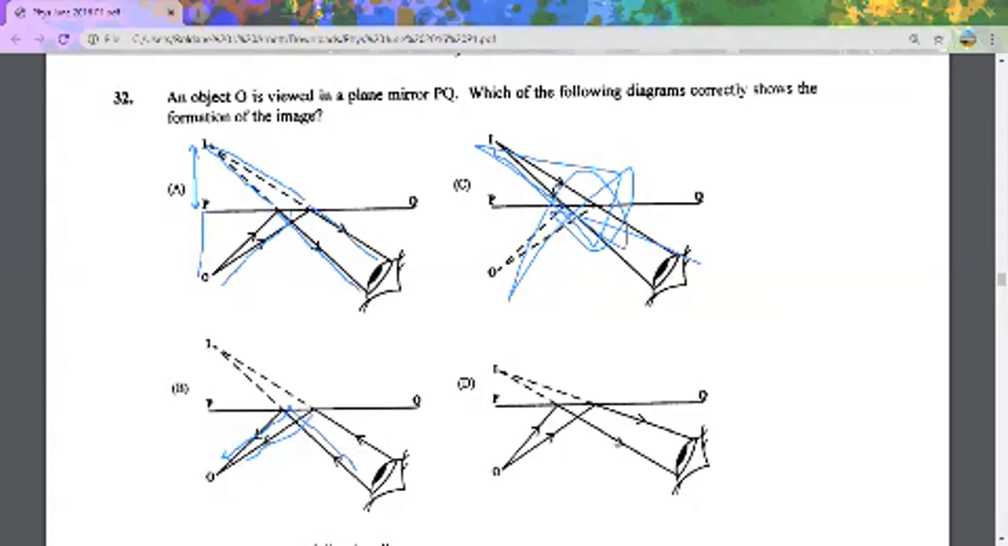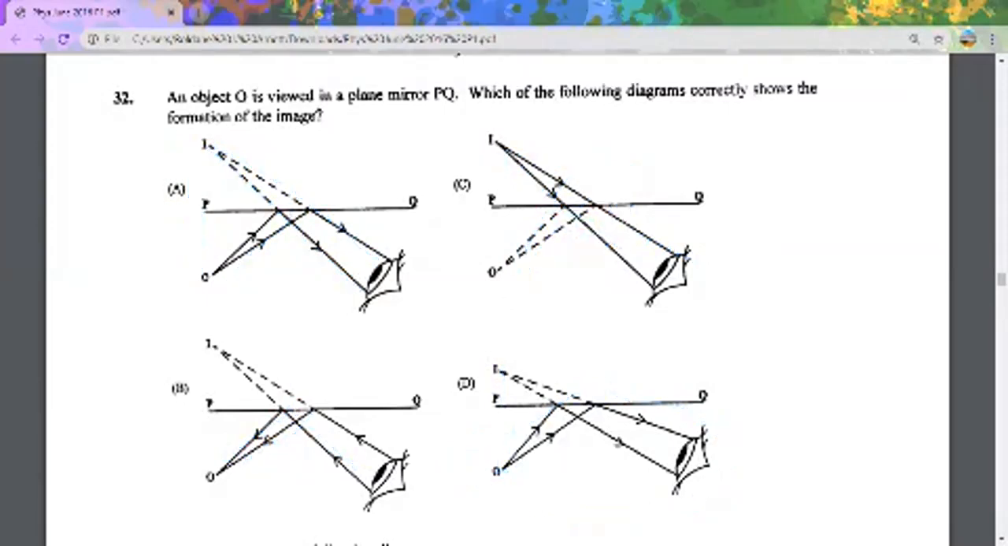D, on the other hand, has the arrows arranged correctly, but there is a subtle difference. If you realize, the depth right here is actually different from the object. So from the object to the mirror, the distance is different than the apparent image to the mirror. And so we'd have to go with A, which maintains both the depth and the arrows are arranged in the correct direction.